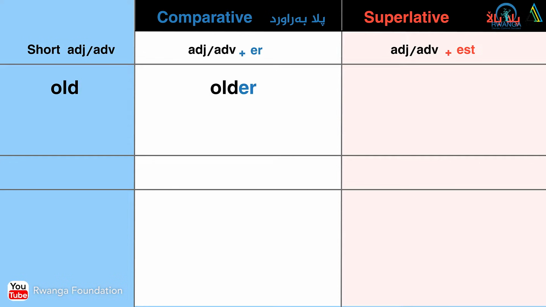Another example, let's take an adverb, which is fast. To make it comparative, we add er, it becomes faster. To make it superlative, we add est, it becomes fastest.